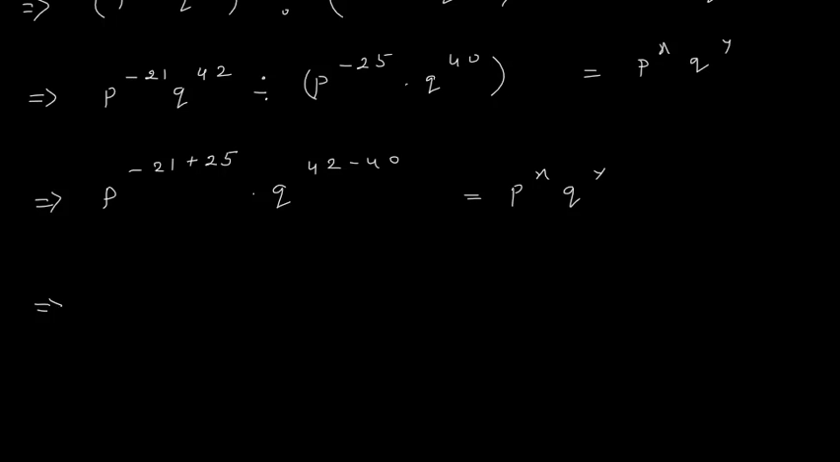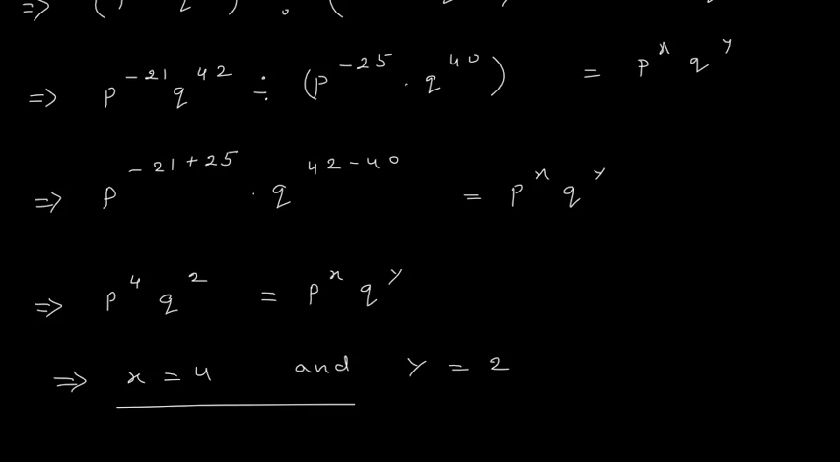So this implies minus 21 plus 25 is 4 into q power 42 minus 40 is 2. So p power 4 into q power 2 is equals to p power x into q power y. So this implies the value of x is 4 and the value of y is 2.